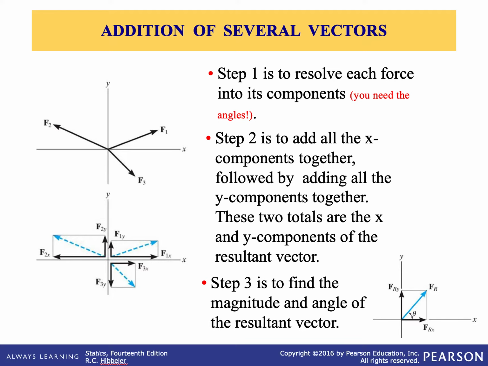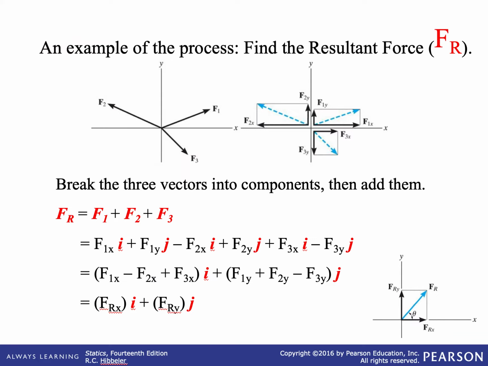Okay, so let's show this process as an example. Let's break it down a little bit more and put some context into what we said, with the mathematical representation. If we want to find FR, the resultant force, we have 3 forces, F1, F2, and F3, in the schematic at the top left. You need to break each one of these forces into its x and y components. So you have F1x i and F1y j.